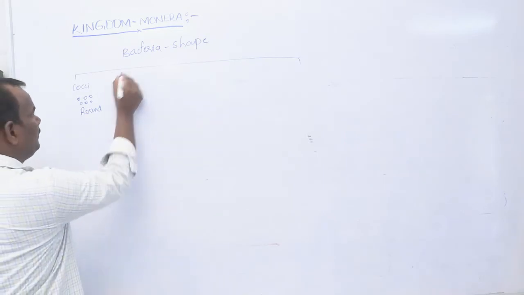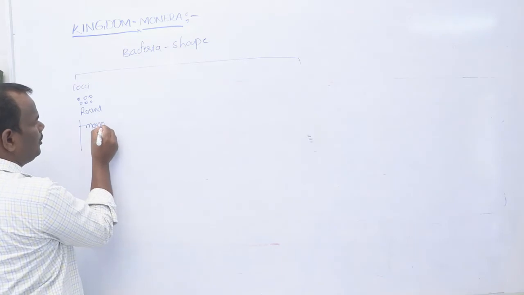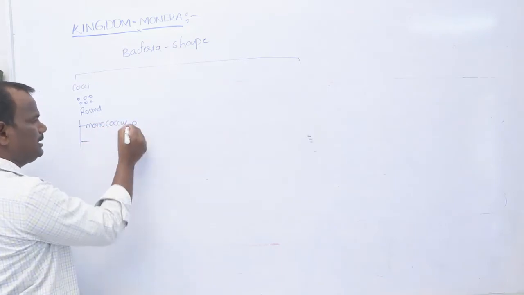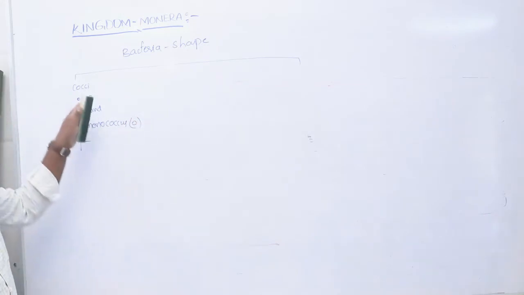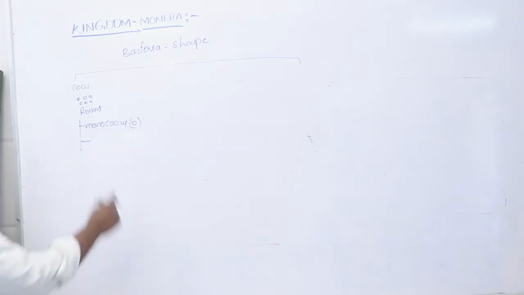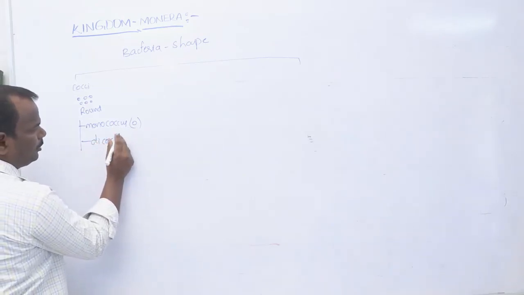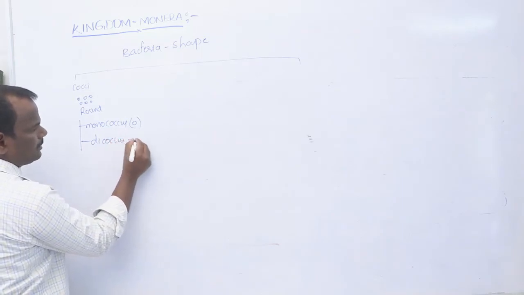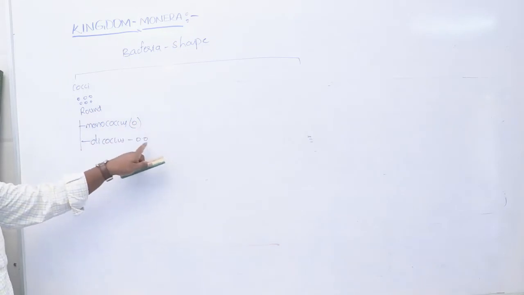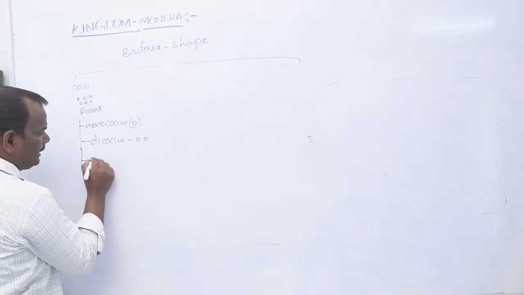Next, this cocci includes the monococcus. Monococcus means only one round shaped bacterium. Second one is the dicoccus. The dicoccus are two round shaped bacteria. Next, another is the tetracoccus.